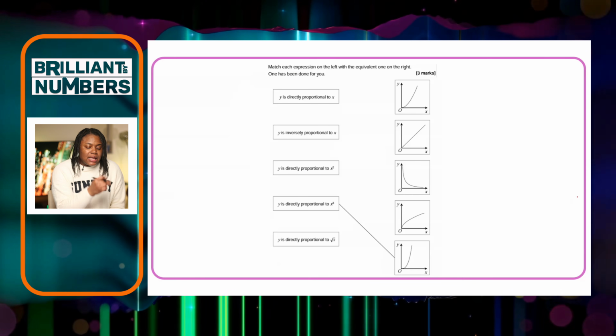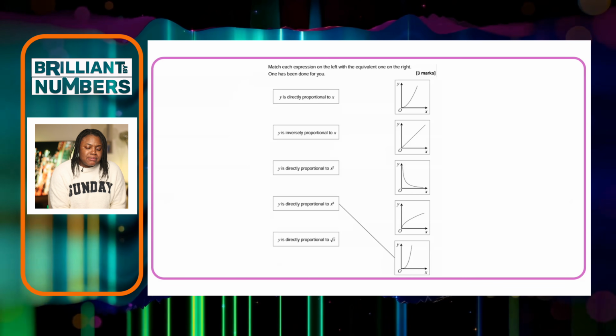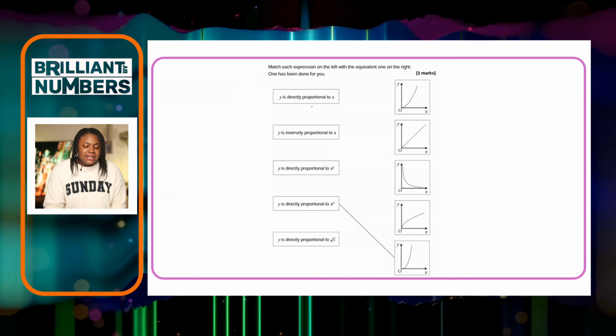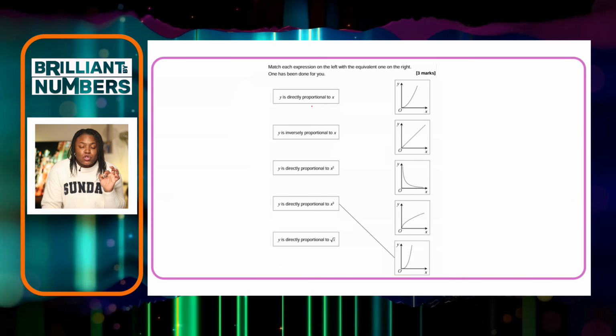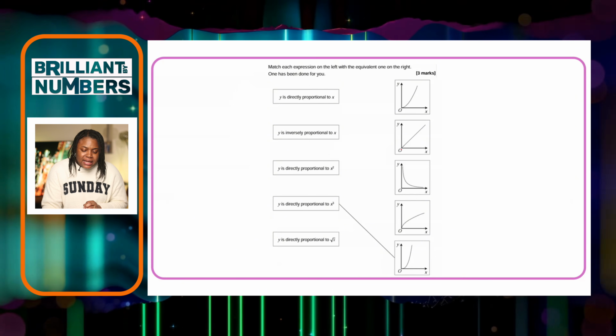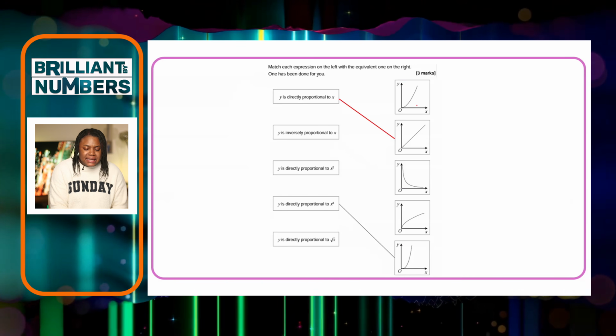So y is directly proportional to x is the first one we need to match. Now, remember, we always have a straight line for direct proportion. It's always a straight line starting from 0. So we check: a straight line starting from 0 is this one. I've just pre-put the markers in there.